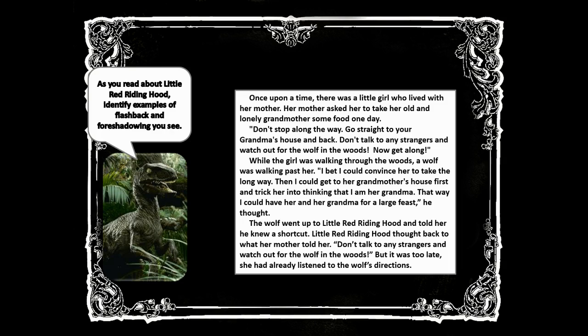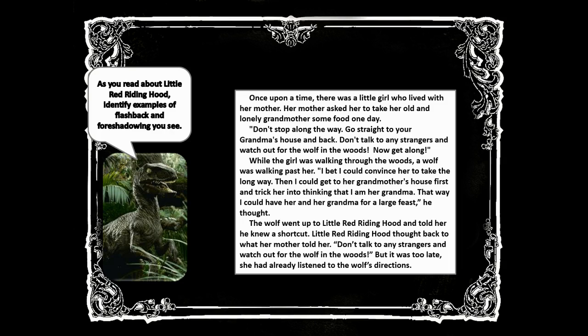So let's look at a version of Little Red Riding Hood and identify some examples of flashback and foreshadowing that you see. So, once upon a time, there was a little girl who lived with her mother. Her mother asked her to take her old and lonely grandmother some food one day. "Don't stop along the way. Go straight to your grandma's house and back. Don't talk to any strangers, and watch out for the wolf in the woods.